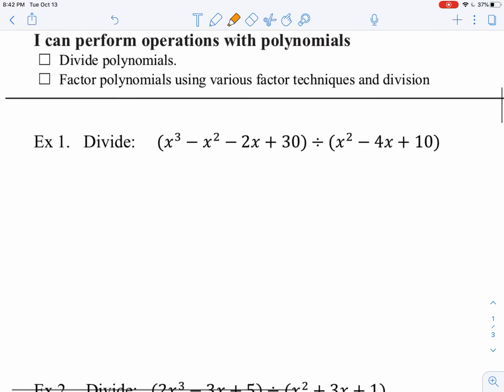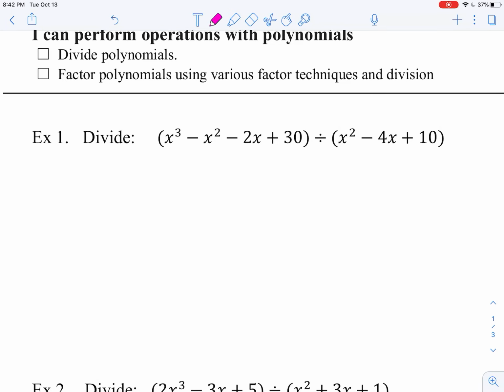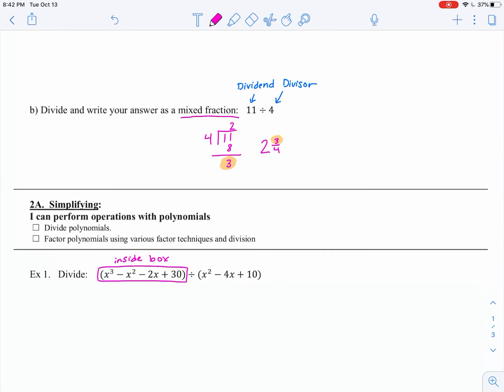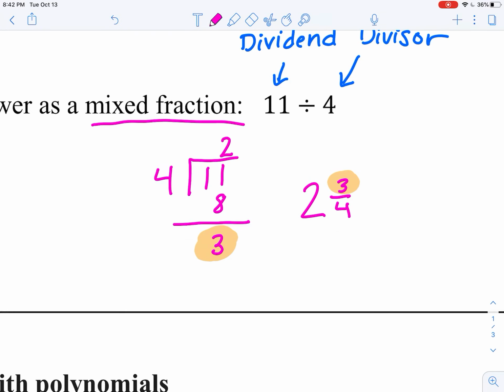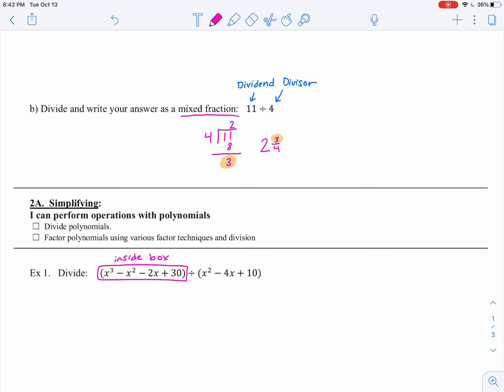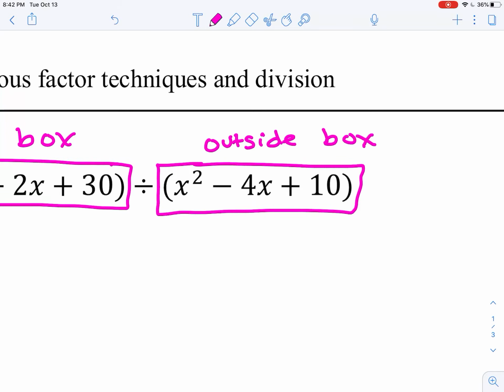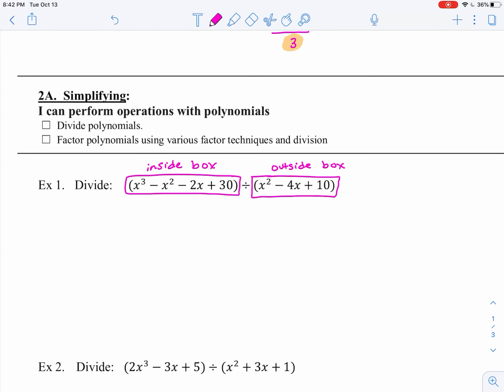So when we are dividing polynomials, we are going to use the area model, and this part right here is going to be what we should get inside the box. And if you think about our example up here, same idea kind of, right? That 11 went inside. And then this part is going to go outside the box of our area model. And we're going to ask ourselves basically what would multiply by this x squared minus 4x plus 10 to give us the x cubed minus x squared minus 2x plus 30.